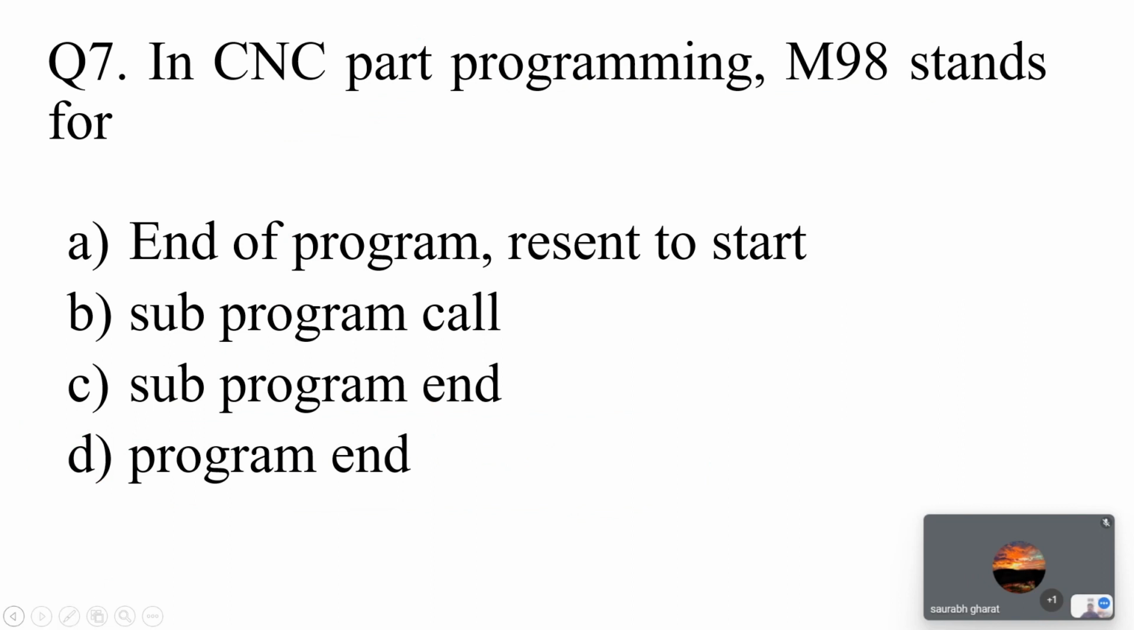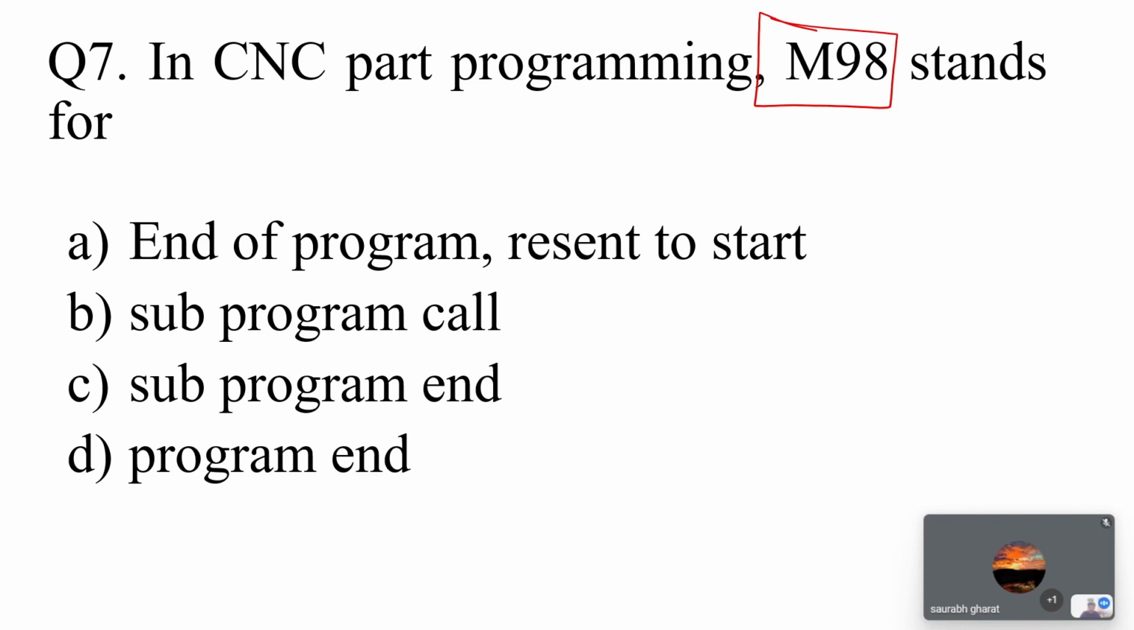So in CNC part programming, M98 stands for. Here, apply your brain, which means go to the literature and slides and see what is the correct answer. M98 you are asking me is again a machine code. It is not your G code. It is different. It is a miscellaneous code for machine operations. The geometric code is different. This is your miscellaneous code, which is for machine operations.